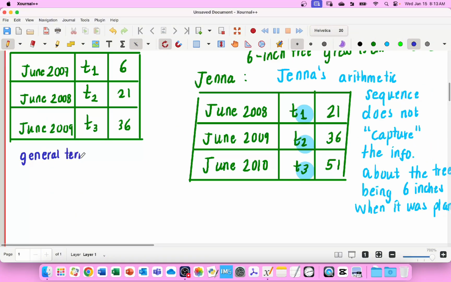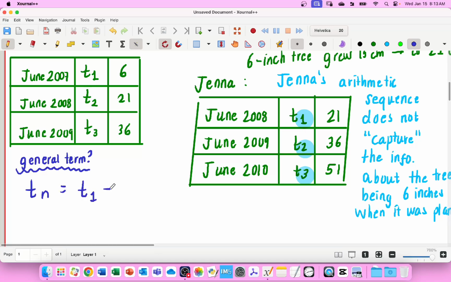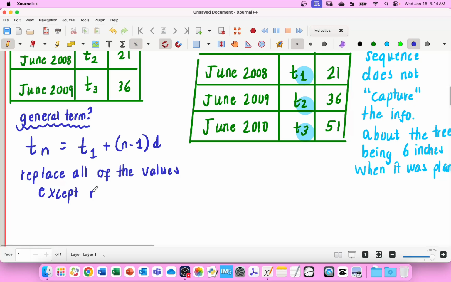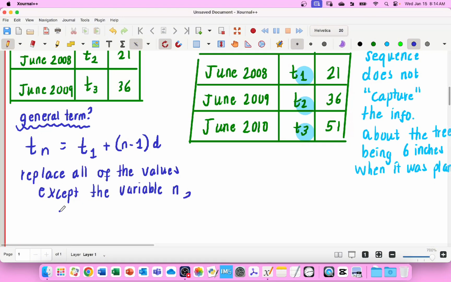General term for Joel, well, basically what the general term means is we want to take our regular formula and replace all of the values that we can, except the variable n, and then simplify completely.